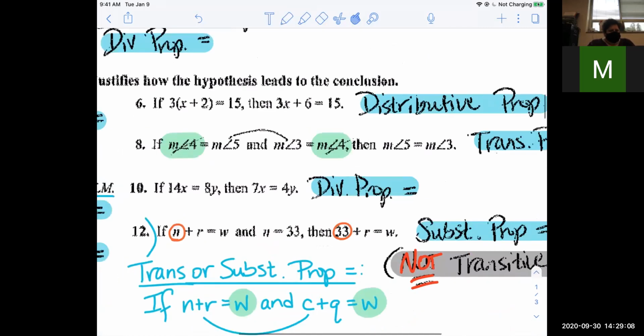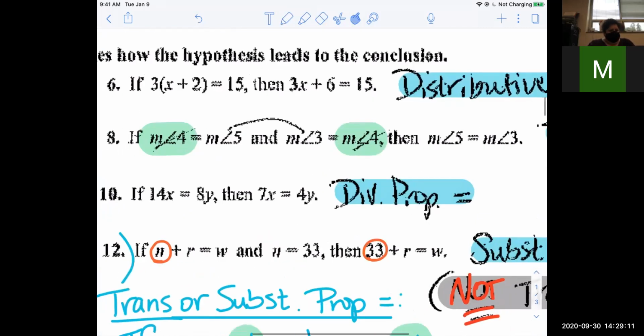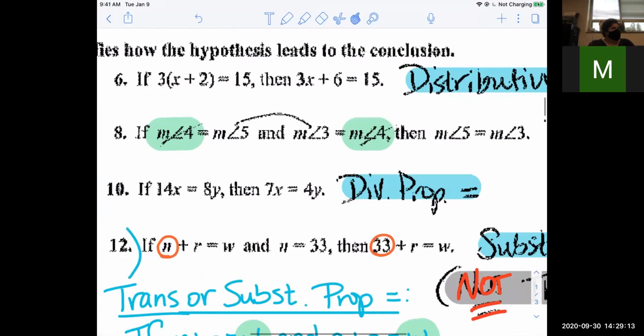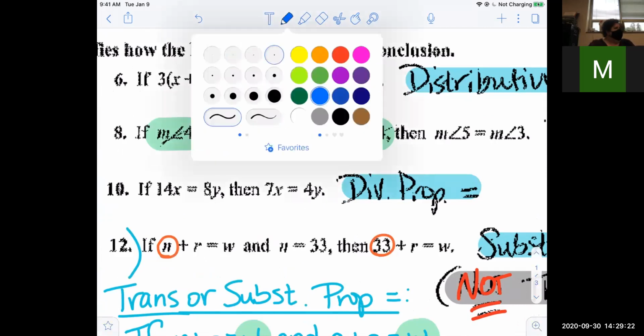So number 8, let's talk about transitive and substitution. So number 8, tell me why that's the pattern for transitive. Why is number 8 the pattern for transitive? Explain what's happening there. Diamond?